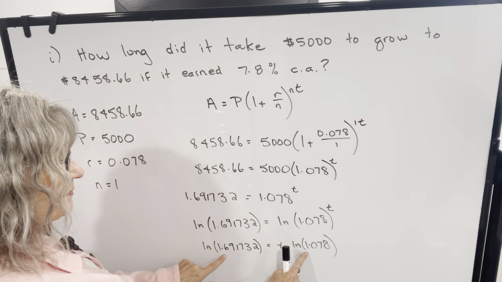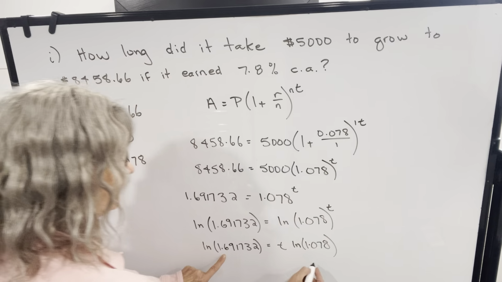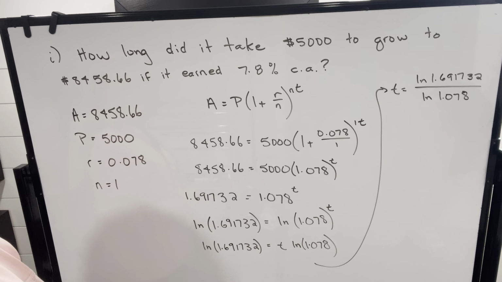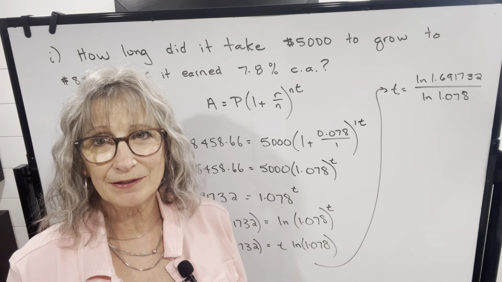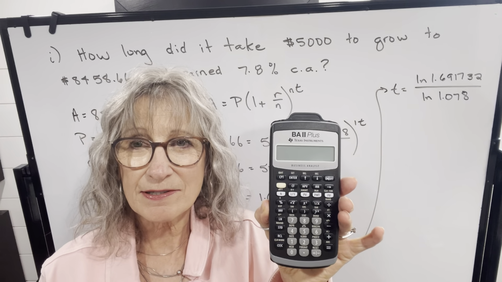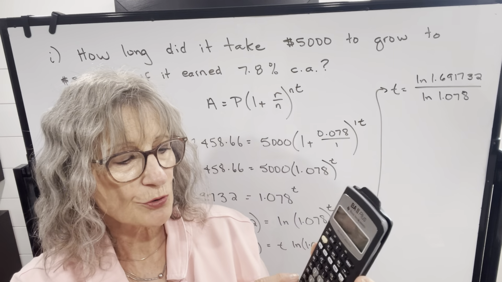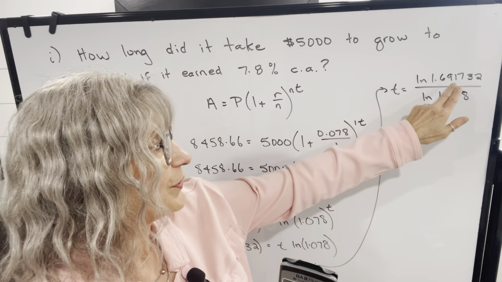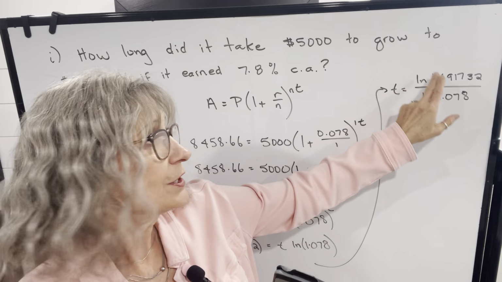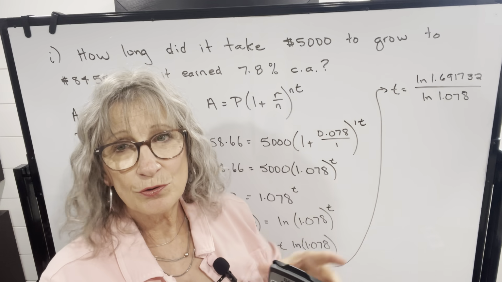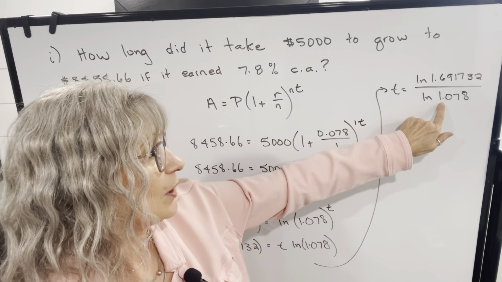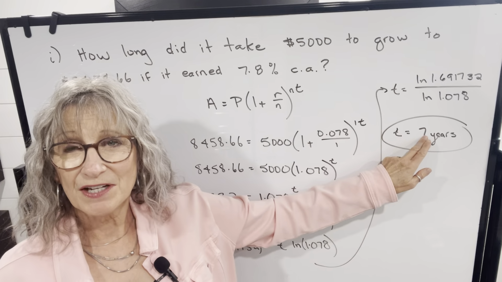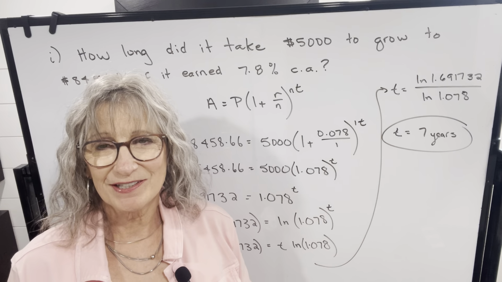I'm going to divide both sides by the natural log of 1.078. So I'll have t equals the natural log of 1.691732 divided by the natural log of 1.078. If you're using the Texas Instrument Business Analyst calculator, then you will find your natural log function right here. So the way that you're going to enter that is you're going to put the number in first and then press natural log. So 1.691732, press natural log, divide by 1.078, natural log, equals. And when you do that, you'll get a value of 7. Time is in years, so 7 years.